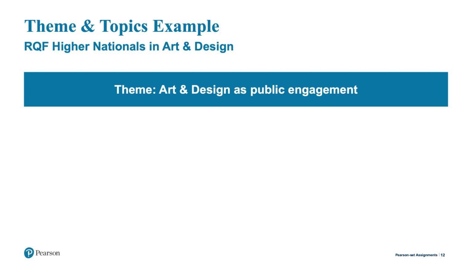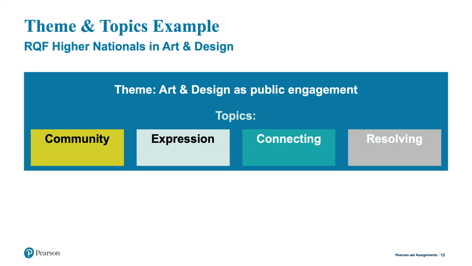And if we look at some examples of themes and topics, in art and design, we had art and design as public engagement. Now, the nature of art and design means we want students to be doing quite a lot of interpretation. We want to leave them scope to explore their ideas more broadly. And so rather than create descriptions of topics, we have single terms used as the topics. So in this example, art and design as public engagement within the community, or art and design as a form of public expression, and so on.